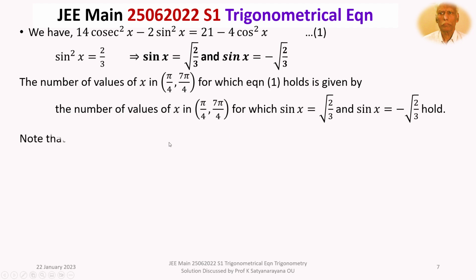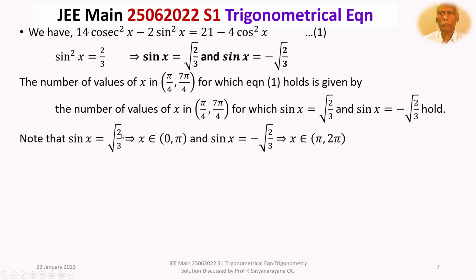That we will do. Note that sin x is equal to under the square root of 2 by 3, which is less than 1. This implies x belongs to 0 to pi. So sin value, positive value, can be in first quadrant and in second quadrant. That is, x belongs to 0 to pi.